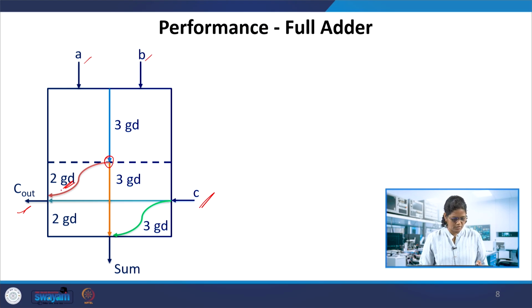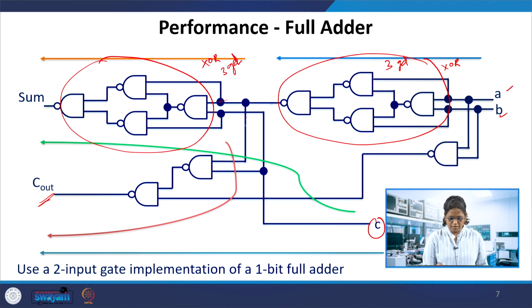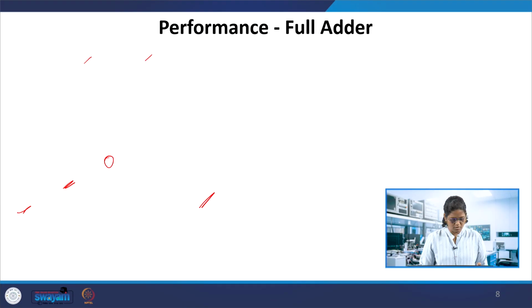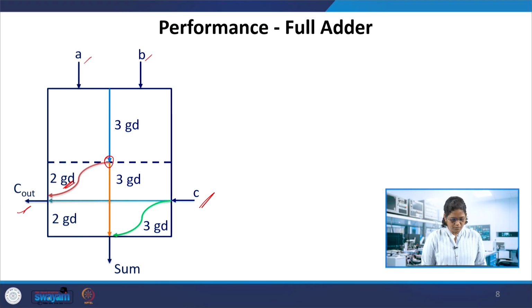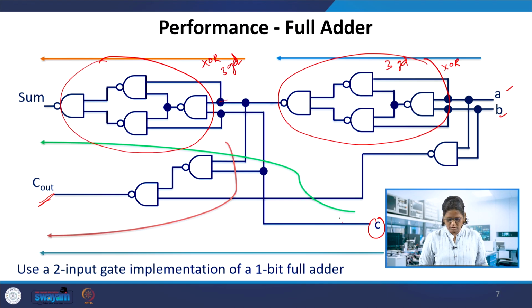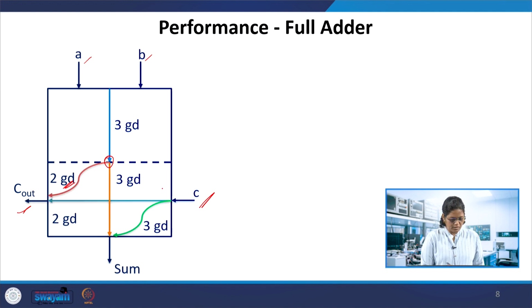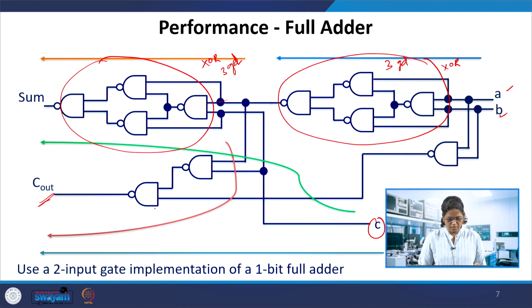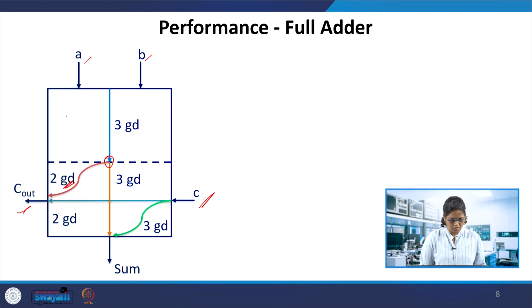Okay, so you can see here, you have 2 gate delays to obtain C out, or C to this C out. So again this is 2, we said C to C out. If we go like this, this is 2 again. So 3, 3, and then C to sum is 3 gate delays. This is if we have C in, and this takes only 3 gate delays.